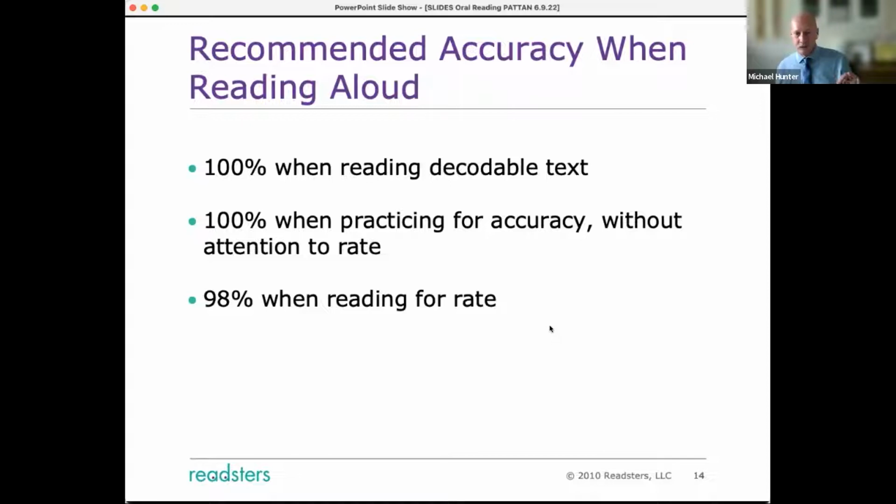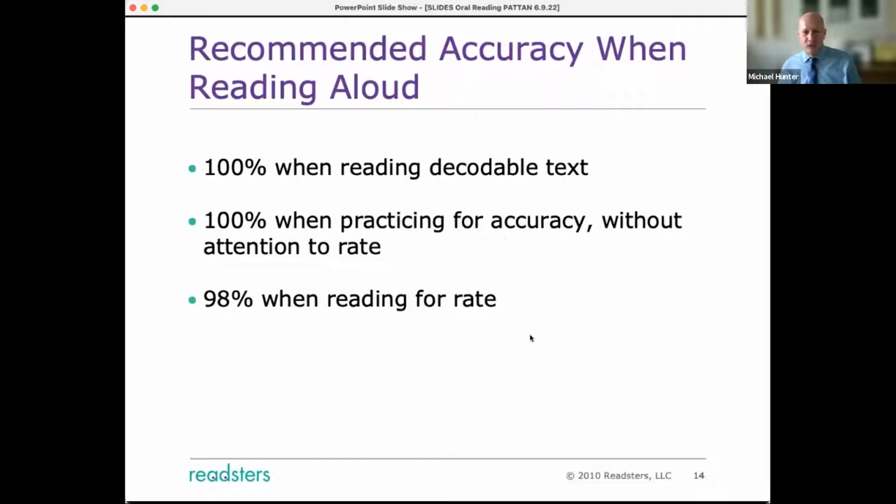So what is our recommended accuracy when we're listening to students read aloud for instruction? Let's talk about instruction, not assessment. When we are listening to students read decodable text, our expectation is that they can read it 100% accurately, because if the decodable text is at the appropriate level for their phonics instruction, there's no reason they can't read 100% accurately. When students are practicing for accuracy with any text and they're not being timed, we again are expecting 100% accuracy, because if they have all the time and they have the appropriate decoding skills, they should be able to be accurate.